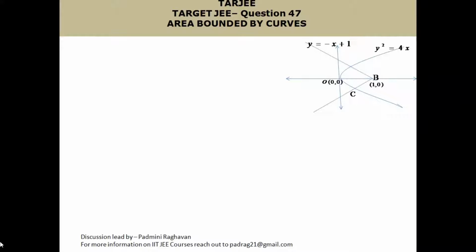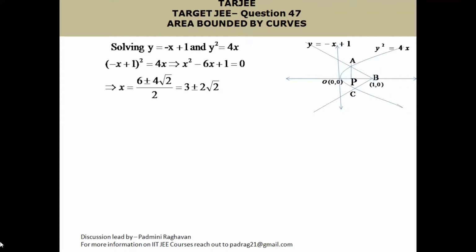The two curves are intersecting at the points A and C. Both the regions are symmetric with respect to the x-axis. We can find the region above the x-axis and multiply by 2. Let's try to get the coordinates of the point A by solving the two curves. Replace y = -x + 1. We get x² - 6x + 1 = 0. We get x = 3 ± 2√2.